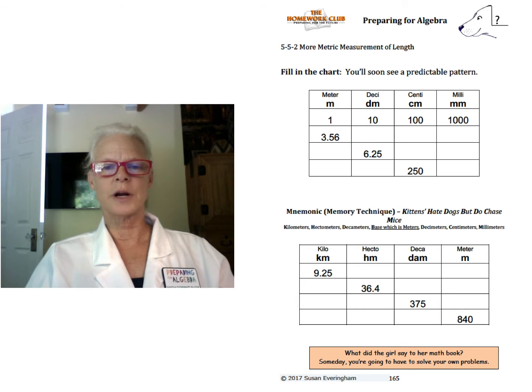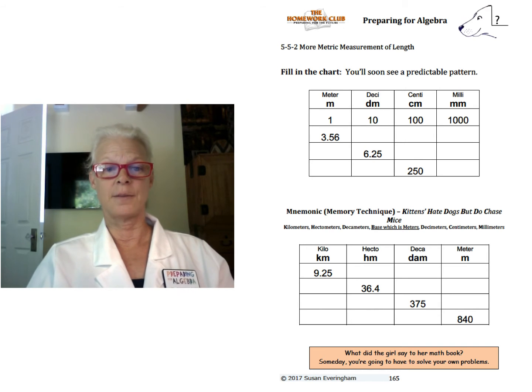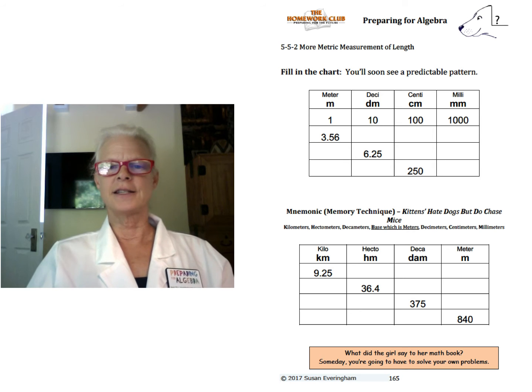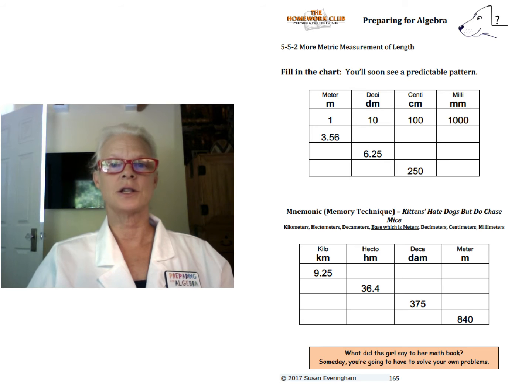A mnemonic trick for kilometers, hectometers, decameters, and meters is kittens hate dogs but do chase mice. So kittens hate dogs but do chase mice. So that's kind of cute. And go ahead and fill in this table. Answers are in the back of the book, and we'll see you on the next page.